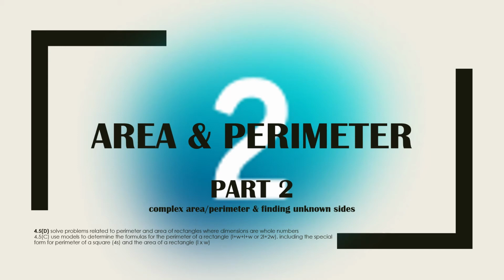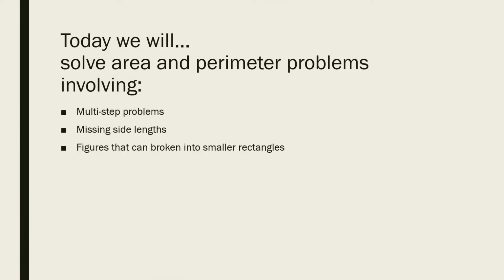Okay, today we're going to be talking about area and perimeter again, part 2. Today we'll be solving area and perimeter problems that are a little bit trickier, like multi-step problems, missing side lengths, and figures that can be broken into smaller rectangles.